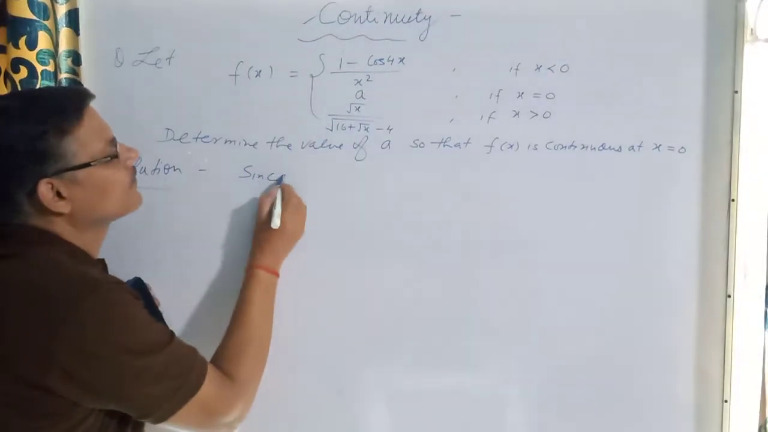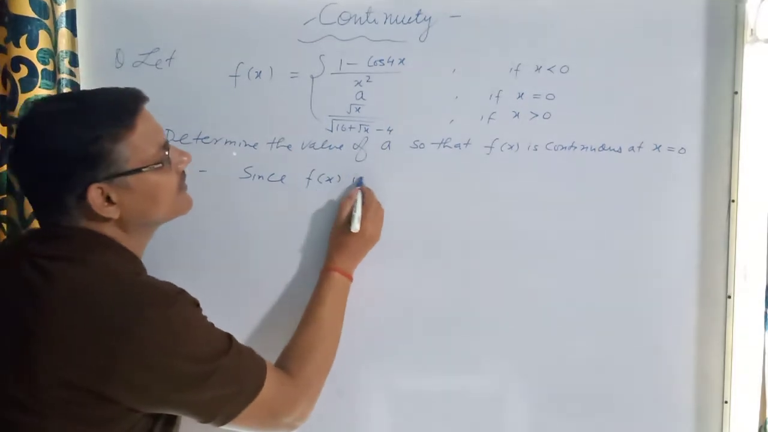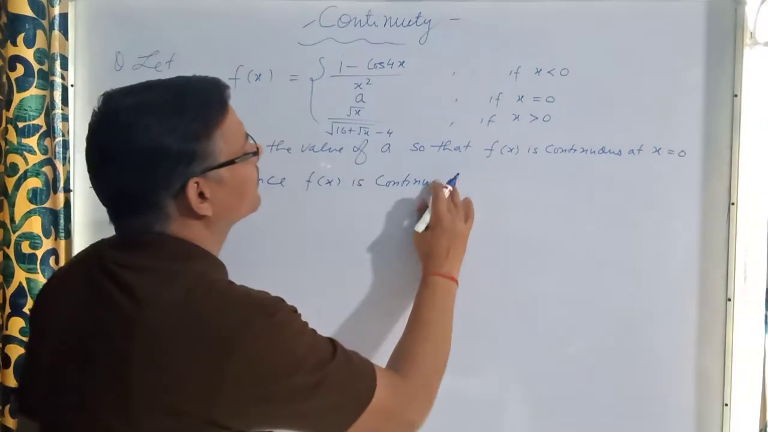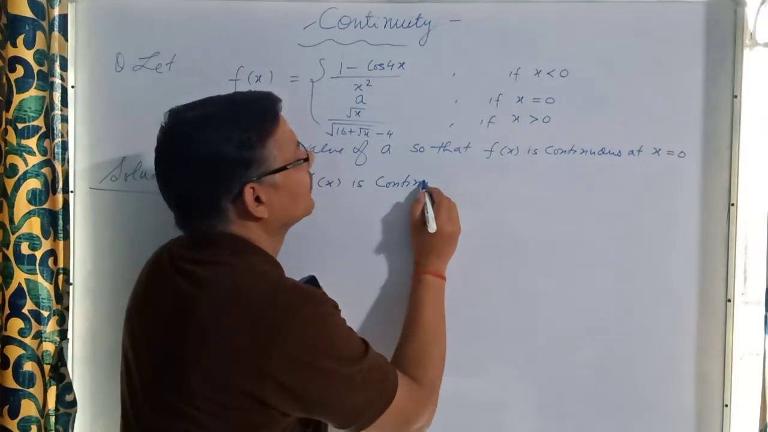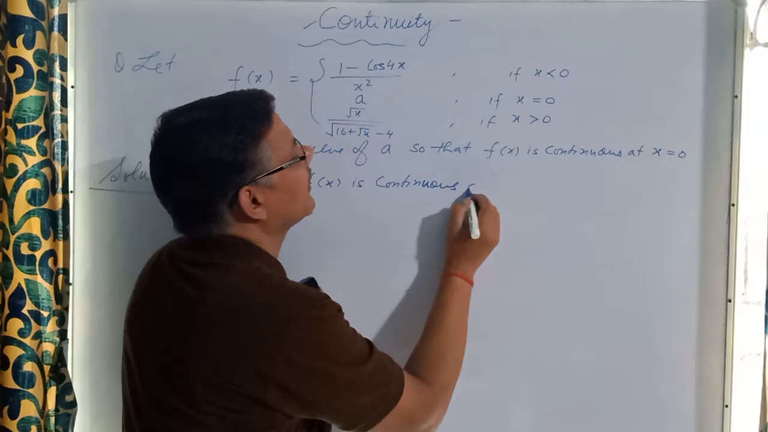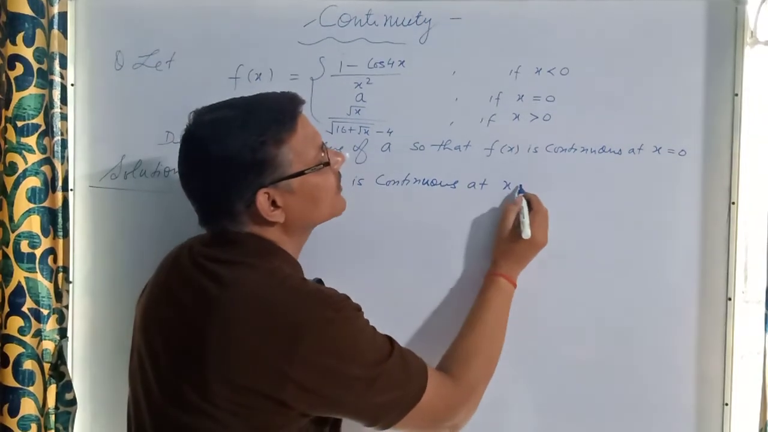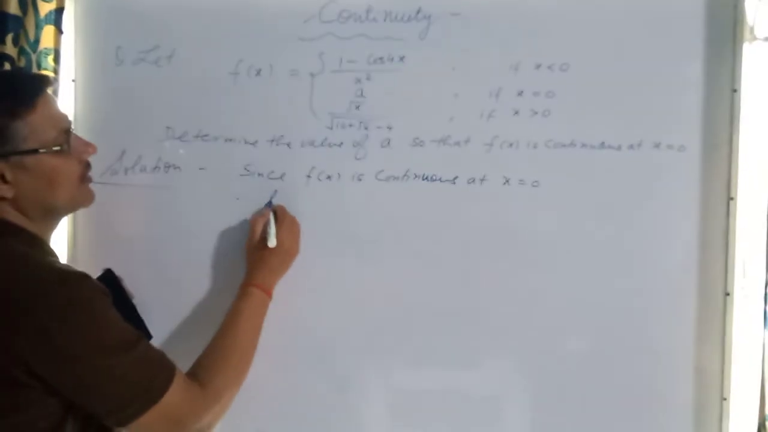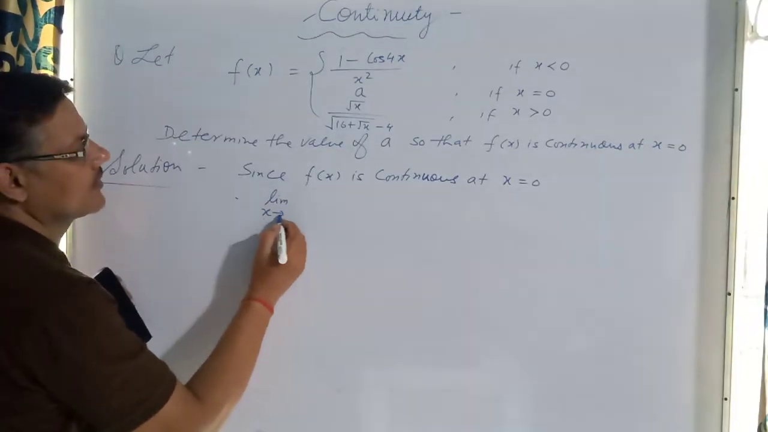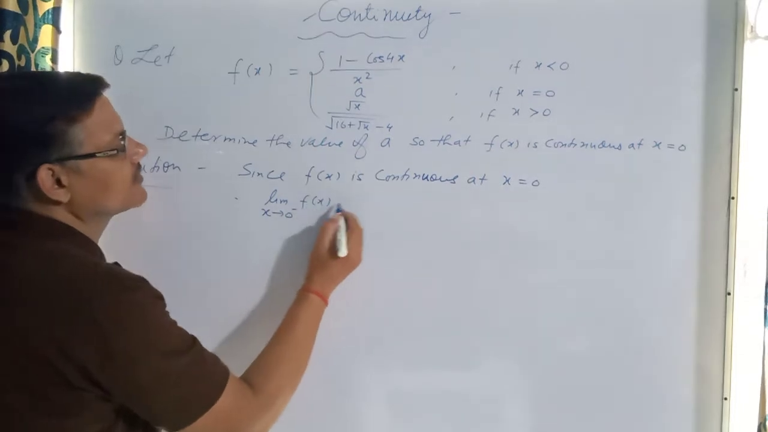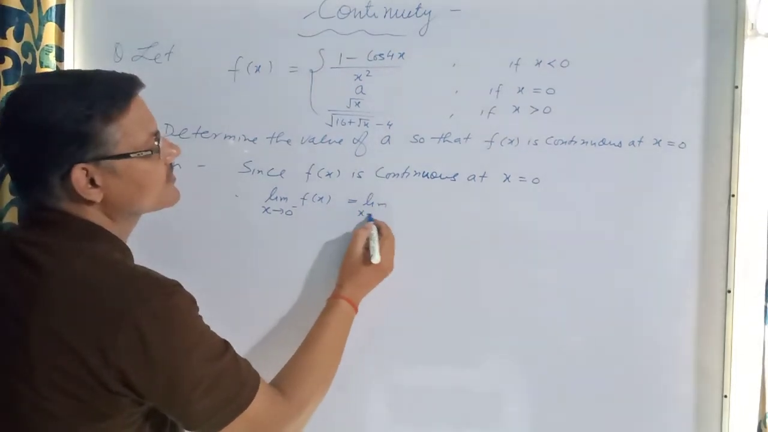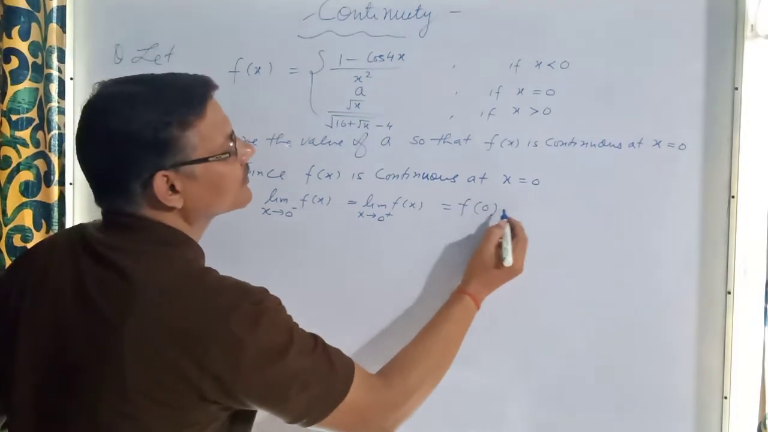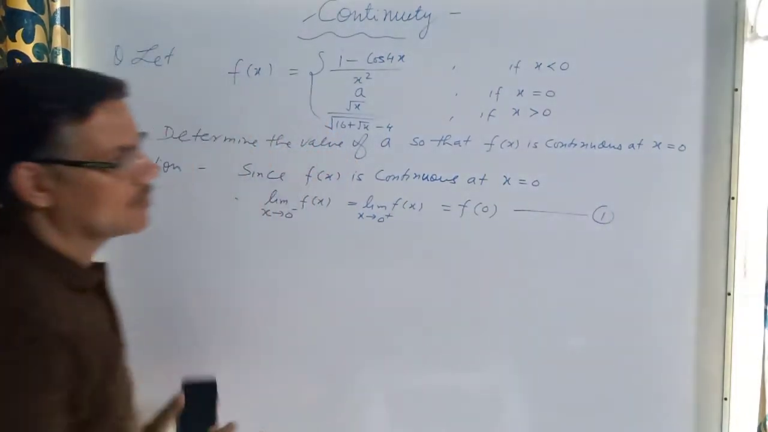Since f(x) is continuous at x equal to 0, therefore the limit as x tends to 0 from the left is equal to the limit as x tends to 0 from the right, and it is equal to the value of the function at that point. Make it equation number 1.